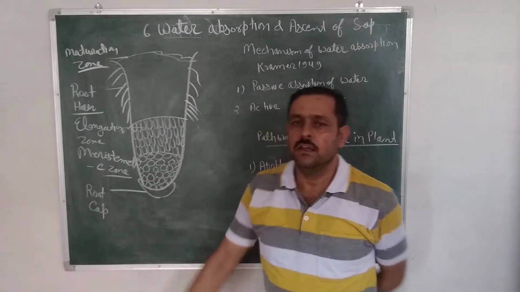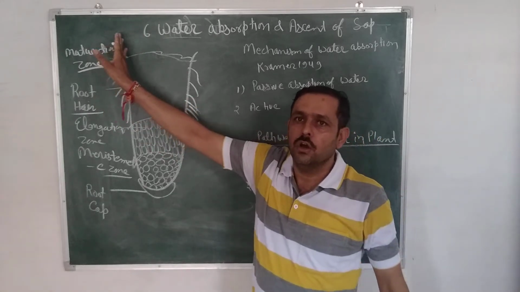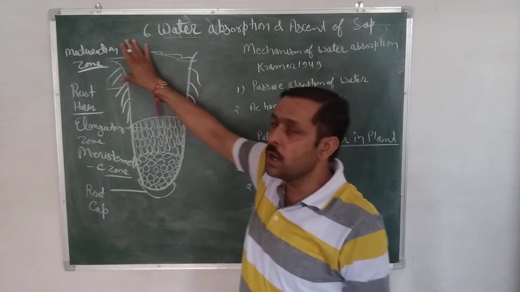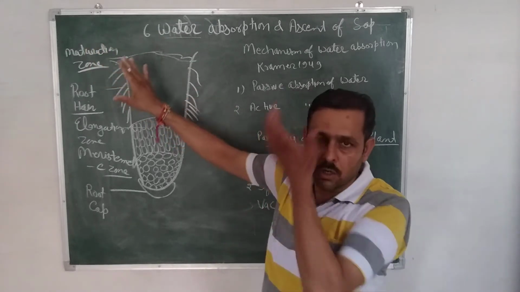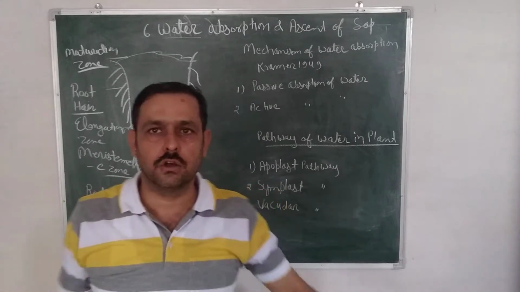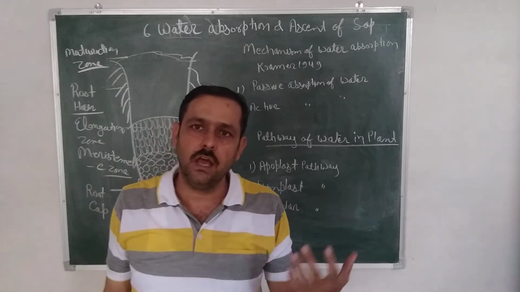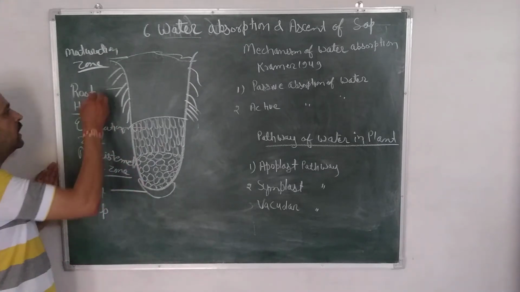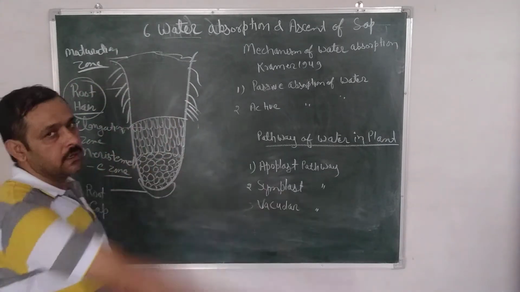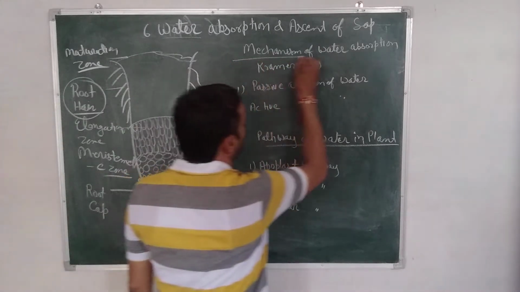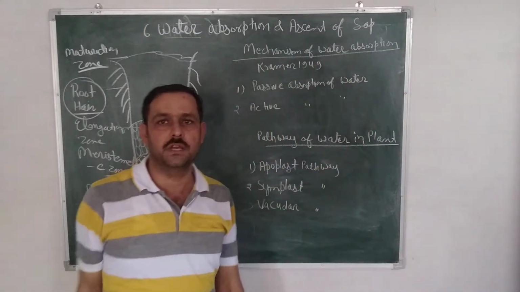So we can say here is secondary growth, and this part of the root is called the maturation zone, or the old part of the root, which is not involved in absorbing water. Then the main water absorbing organ is the root hair. Now the next topic is the mechanism of water absorption.